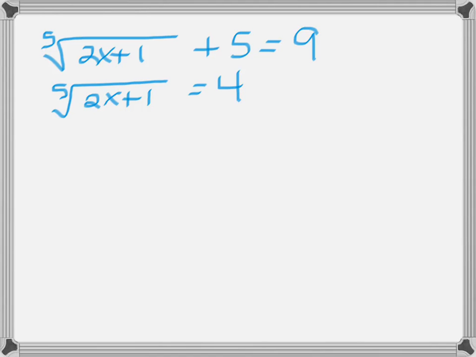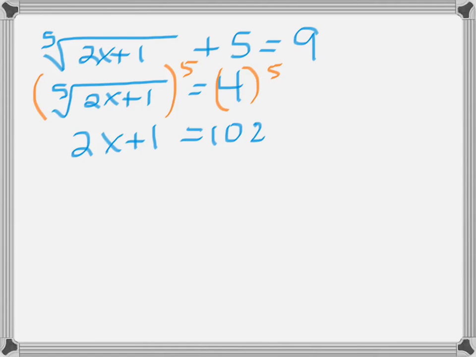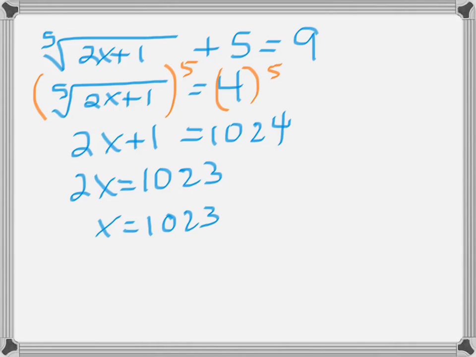And then to undo the fifth root, we're going to raise it to a power of 5 on both sides of the equation. Now the power of 5 undoes the radical for the fifth root, giving us simply 2x plus 1 on the left, and on the right, 4 to the fifth power is 1024. We subtract 1 from each side, giving us 2x is equal to 1023. Divide by 2, we get 1023 divided by 2.